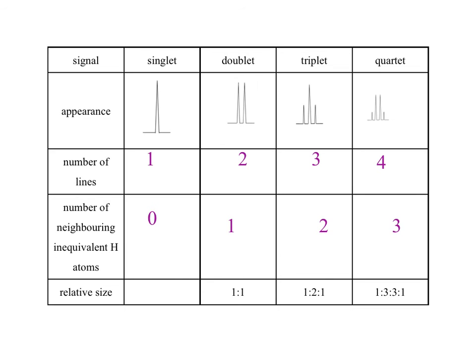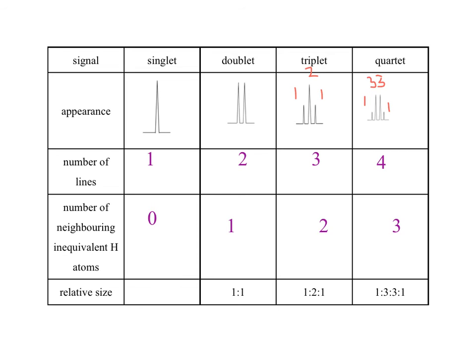So you will be asked to sketch spectrum in exam questions, and it's really important when you're sketching a doublet that the two peaks are the same height. It's really important when you're sketching a triplet that the relative size of the peaks, like you can see, is 1 to 2 to 1. For the quartet then, it's really important when you're sketching it that it's 1 to 3 to 3 to 1.